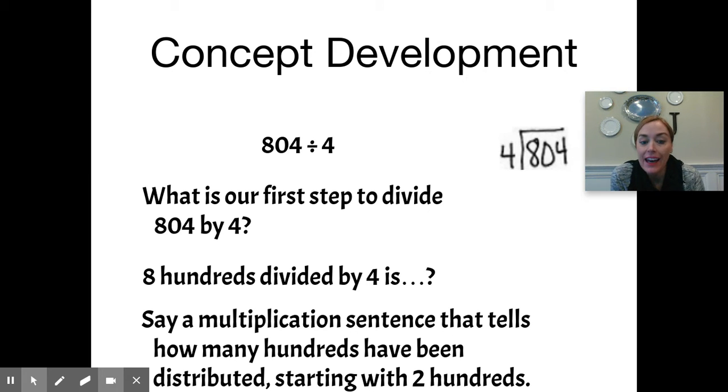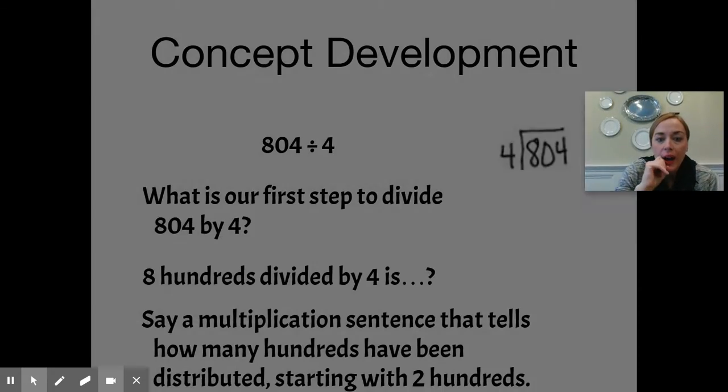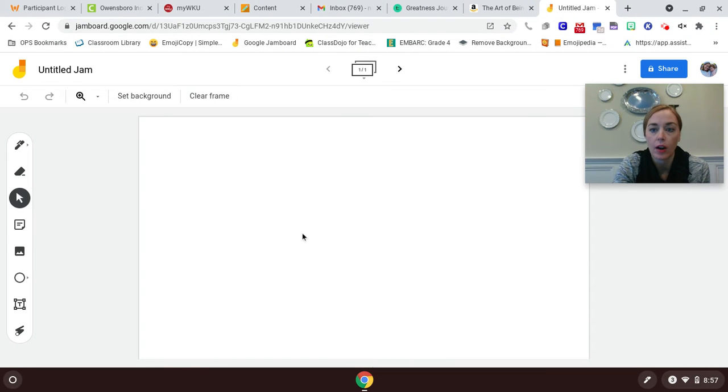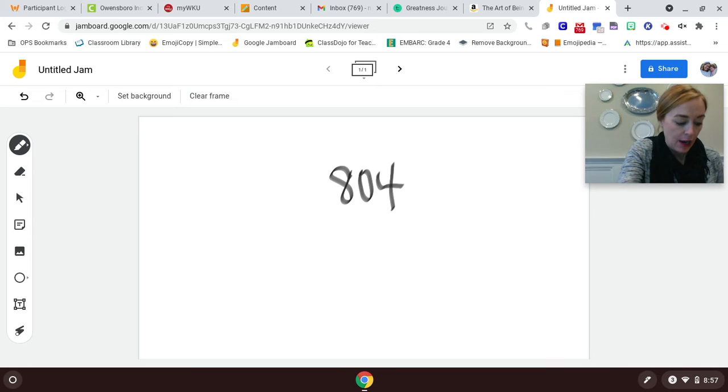So what is 800s divided by 4? How many times can 4 go into 8? You could say a multiplication sentence that tells you: 4 times what equals 8? Well, we know, let me go ahead and pull up a Jamboard here, so give me just a second. All right, so we have 804, and we're going to look at it together. And we are going to divide by 4.